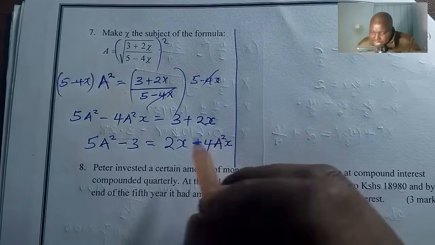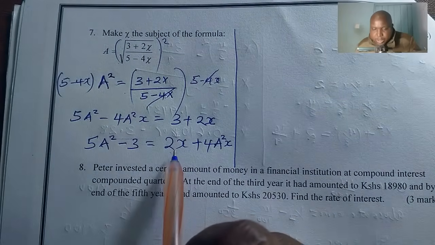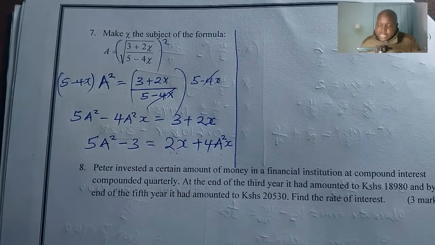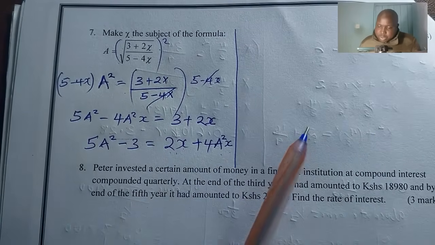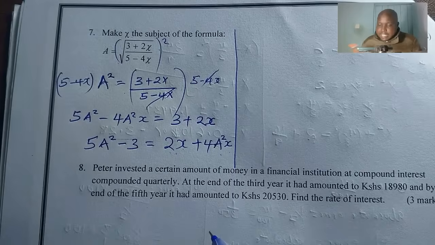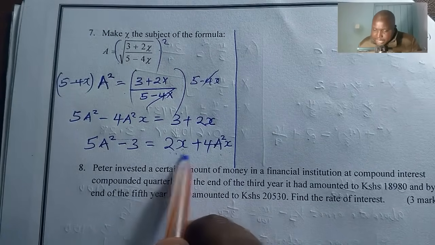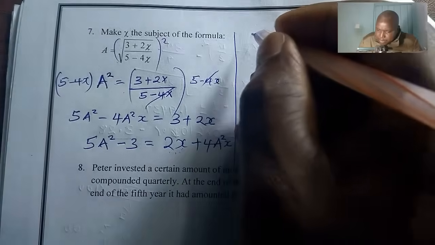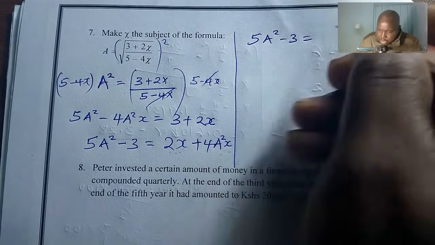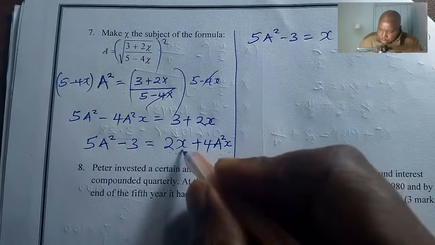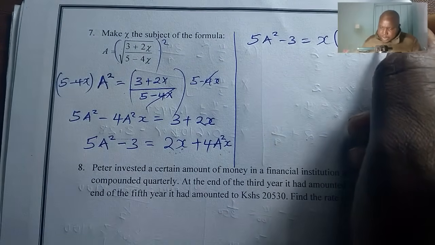Because we are making x the subject of the formula, you need to bring the terms with x together. The terms that contain the value of x, you need to put them together so that you can solve it easily. The next step, x is the common factor here now. 5a squared minus 3 is equal to x into 2 plus 4a squared.